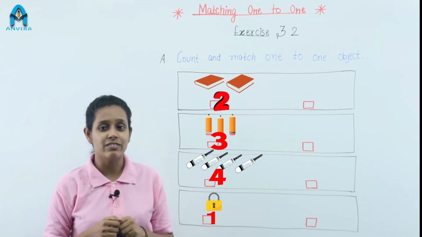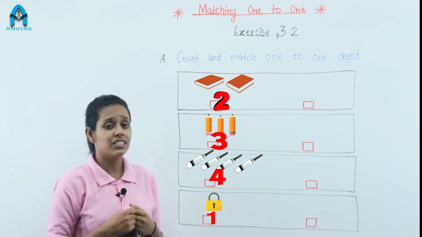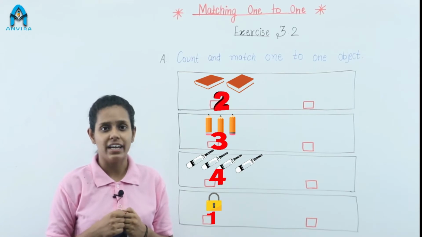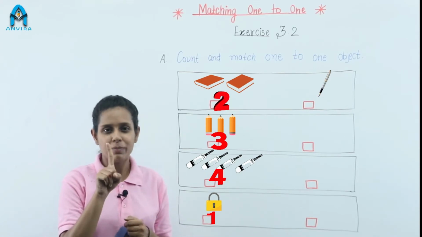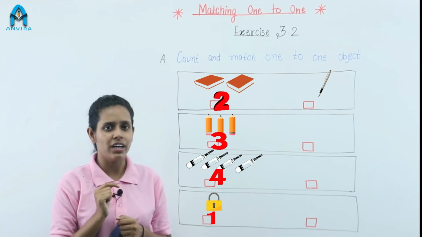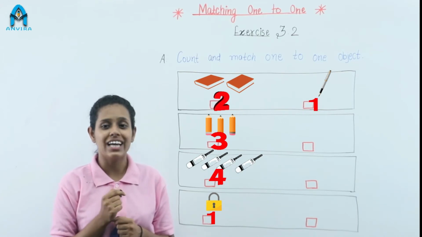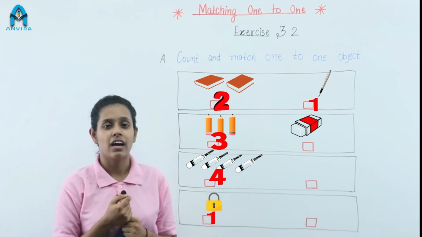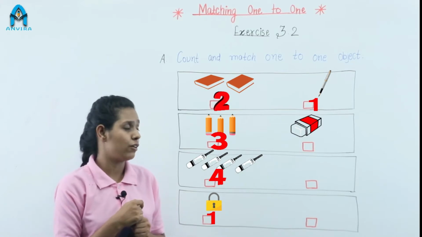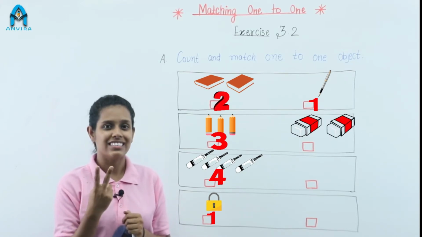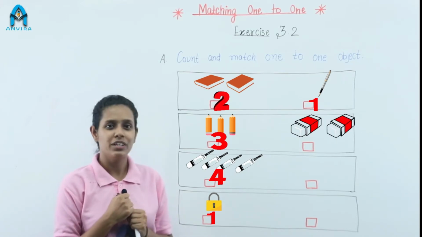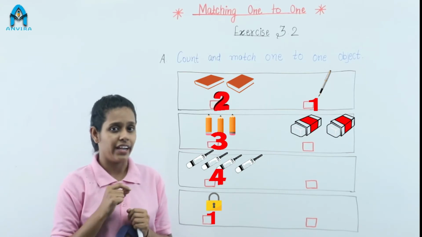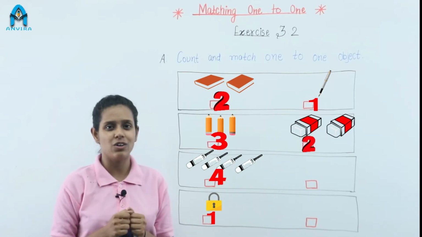Now, look at the left side. What is this? A pen. 1 pen. Right? 1. Now, what is next? Eraser. How many erasers? Let's count. 1 and 2. 2 erasers. Now, write 2 in placeholder.